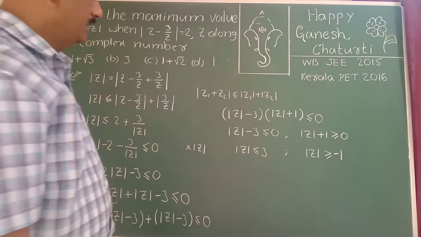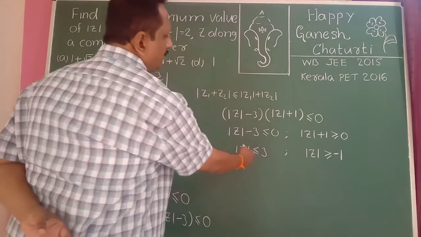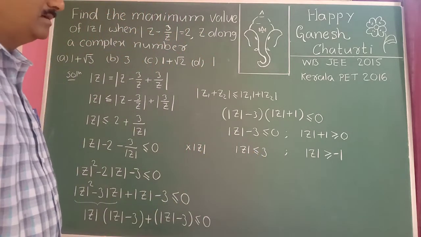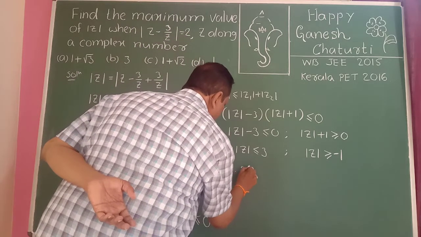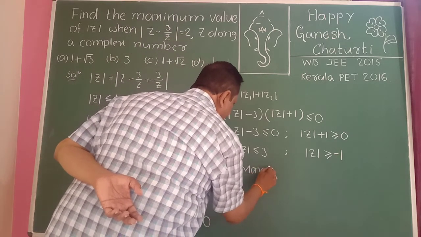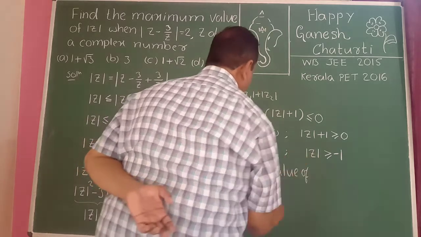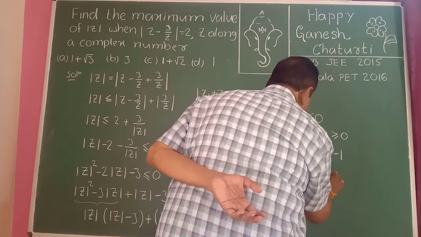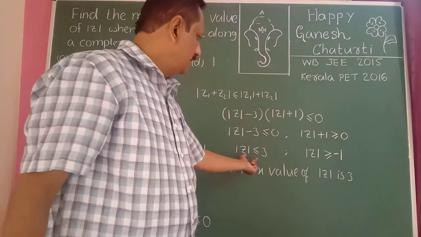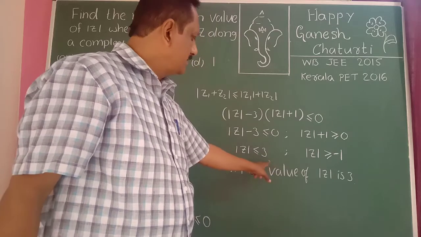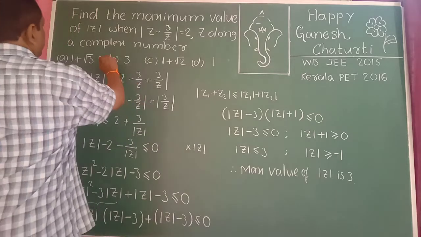Then obviously modulus of z is less than or equal to 3, therefore the maximum value of modulus of z is always 3 only. Therefore the maximum value of modulus of z is 3 because this value is less than or equal to 3. Obviously 3 is the maximum value. Hence the answer is 3, so B is the correct option.